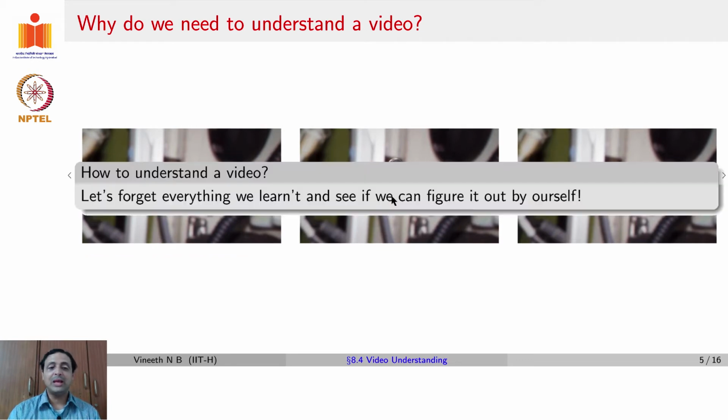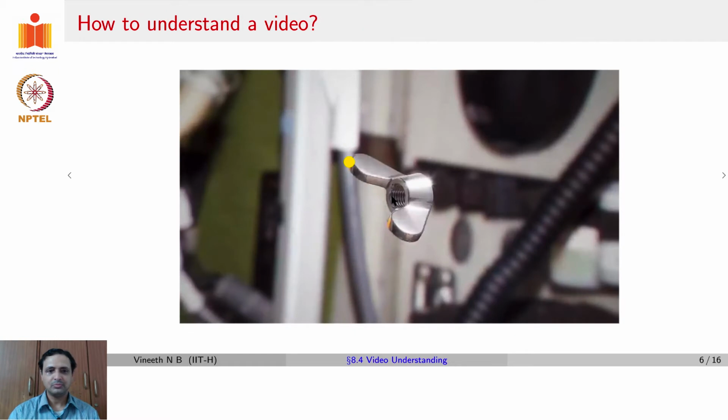So the question that we have is, how do we then use whatever we have learned so far? We've seen feed-forward neural networks, CNNs, and now RNNs. How do we use these to understand a video? Can one of them suffice? Do we need multiple of them? Let's try to see if we can figure this out by ourselves and go ground up.